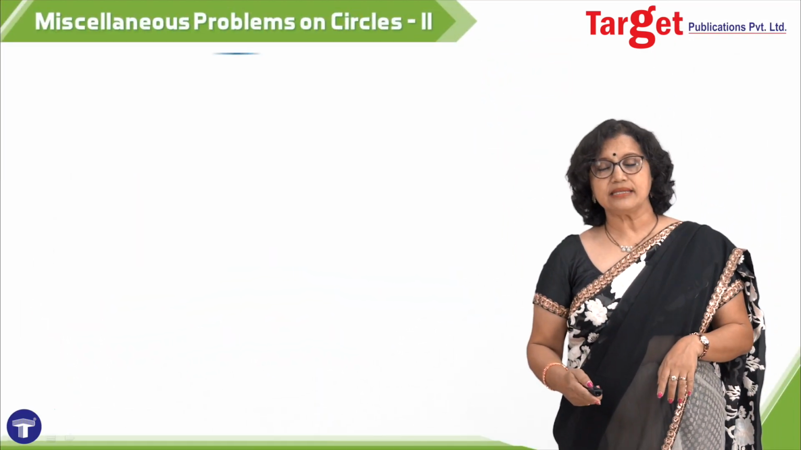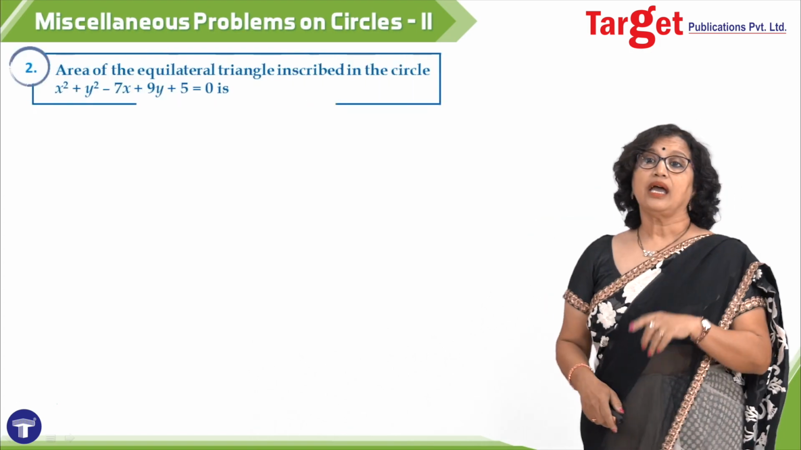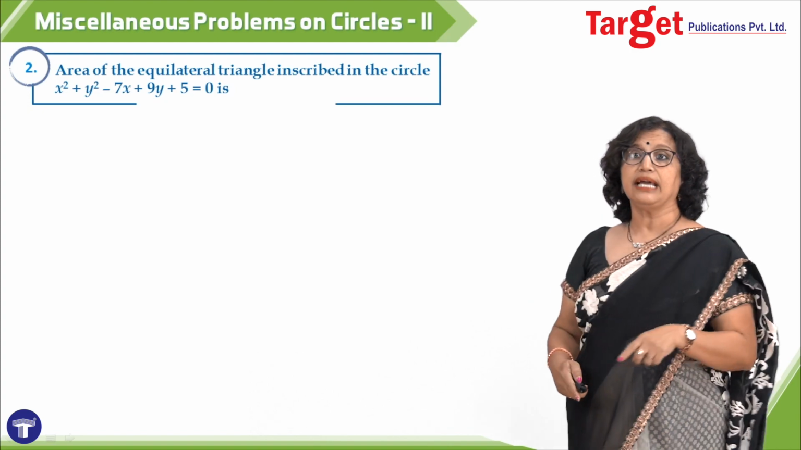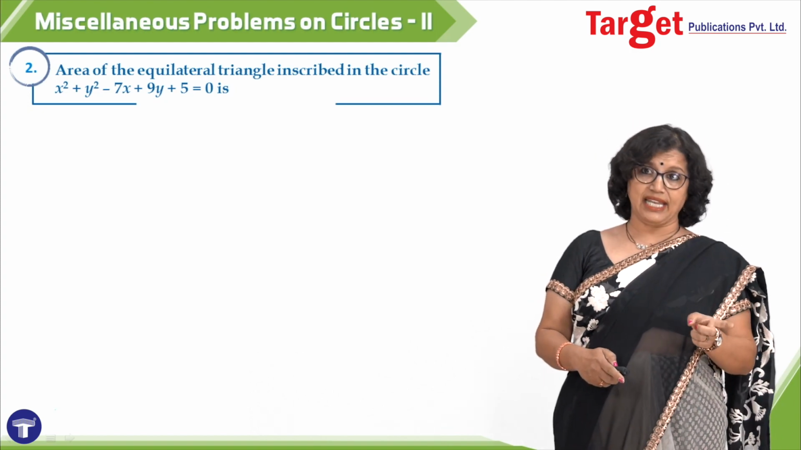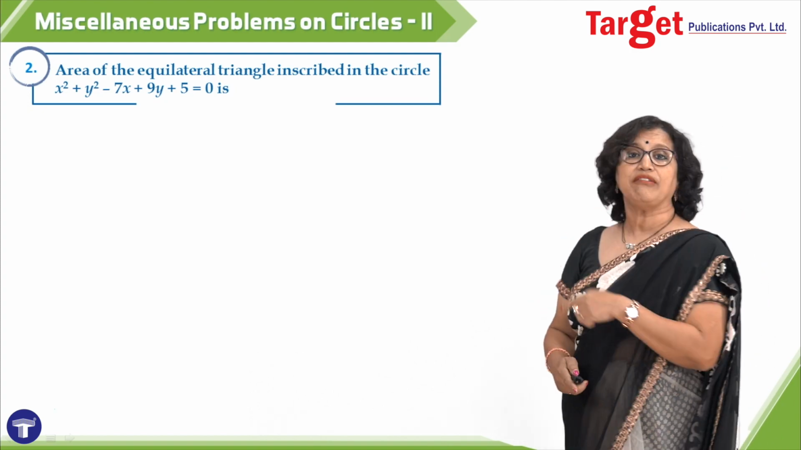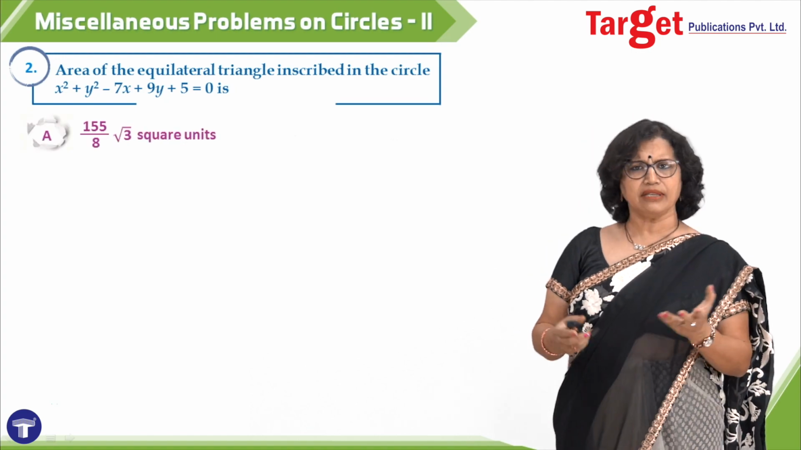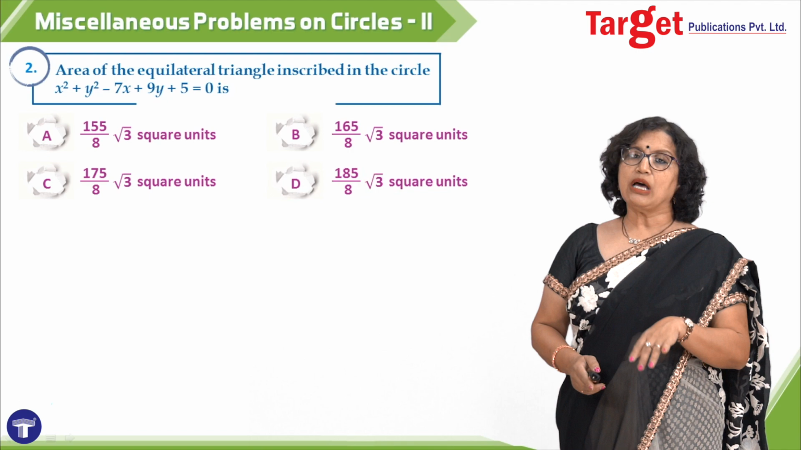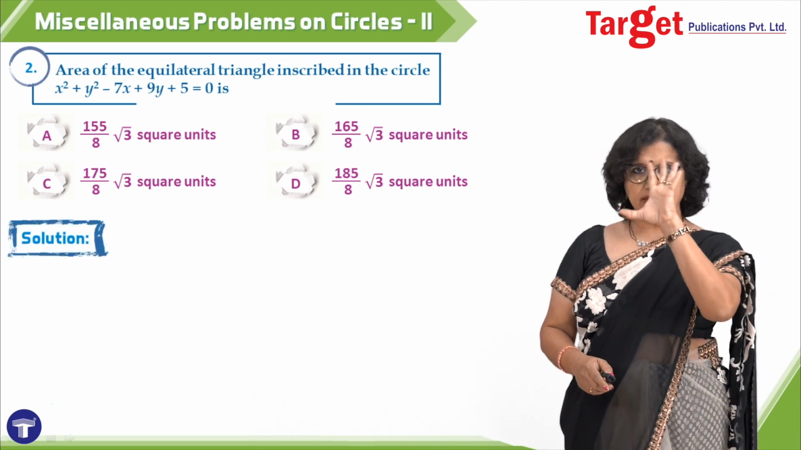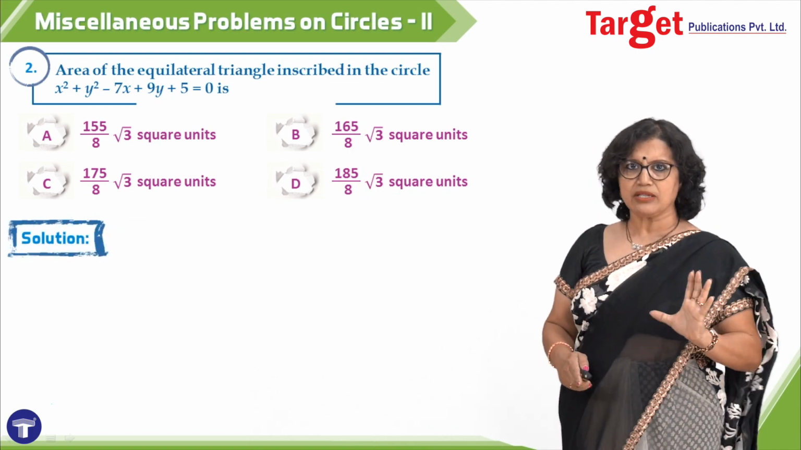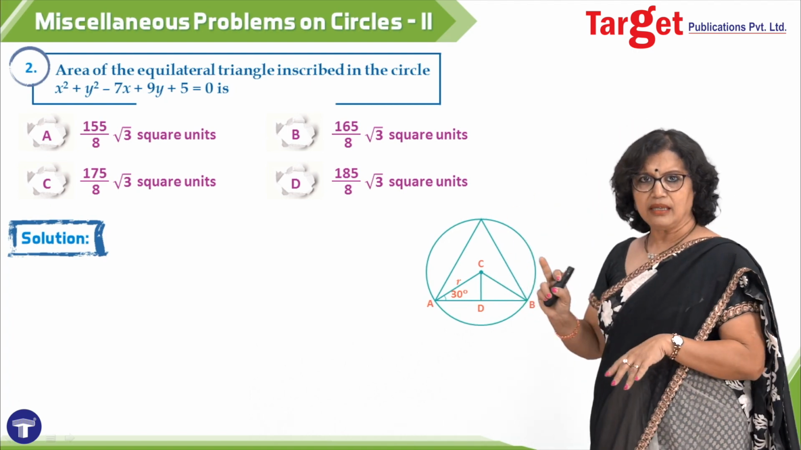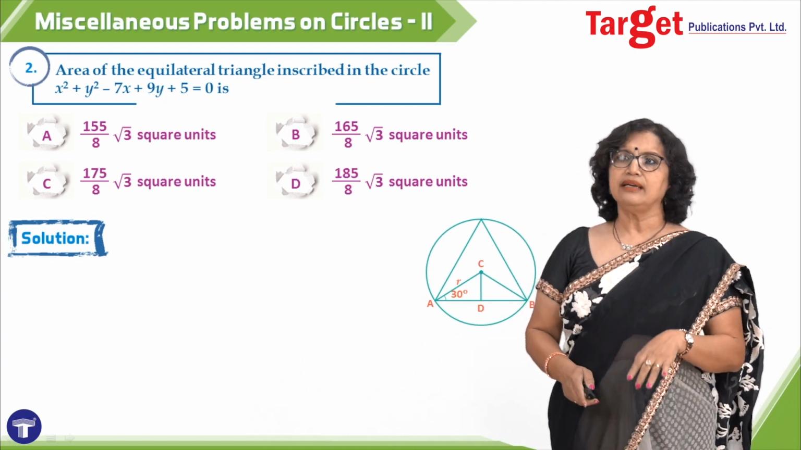The next one is: the area of an equilateral triangle which is inscribed in the circle x square plus y square minus 7x plus 9y plus 5 equal to 0 is, and we are given as usual 4 options. We have to pick up the right one. Now when you read this question, there is some image in your mind, some picture you must be having. What type of picture you are expecting? Something like this. Circle, some equilateral triangle inside it, right?